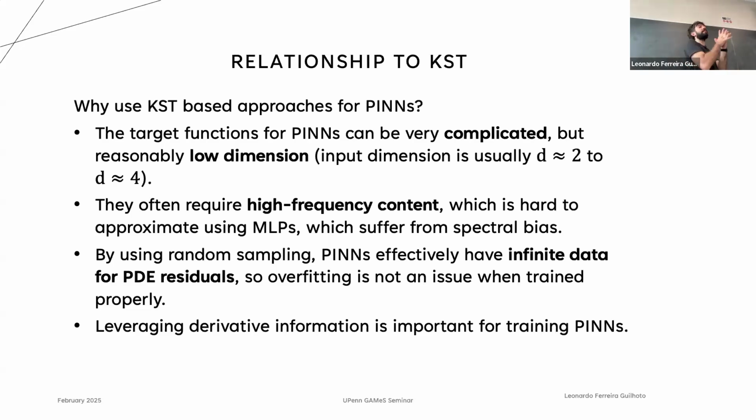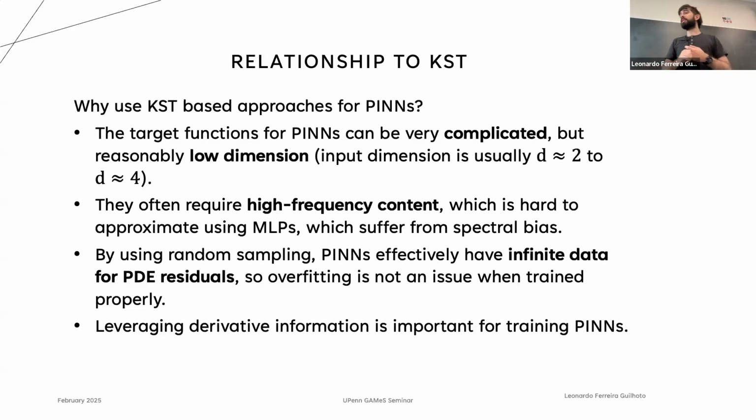Another very important thing is that a lot of these PINNs problems require solutions that have high frequency content. If you run a Fourier transform, you're going to see a lot of high frequency components in there that are really hard to approximate with plain MLPs. Plain MLPs suffer from what is called spectral bias, where they learn the lower frequencies of a function really well, and then it takes a long time, and sometimes they just can't learn the high frequency components of the true solution that you care about.